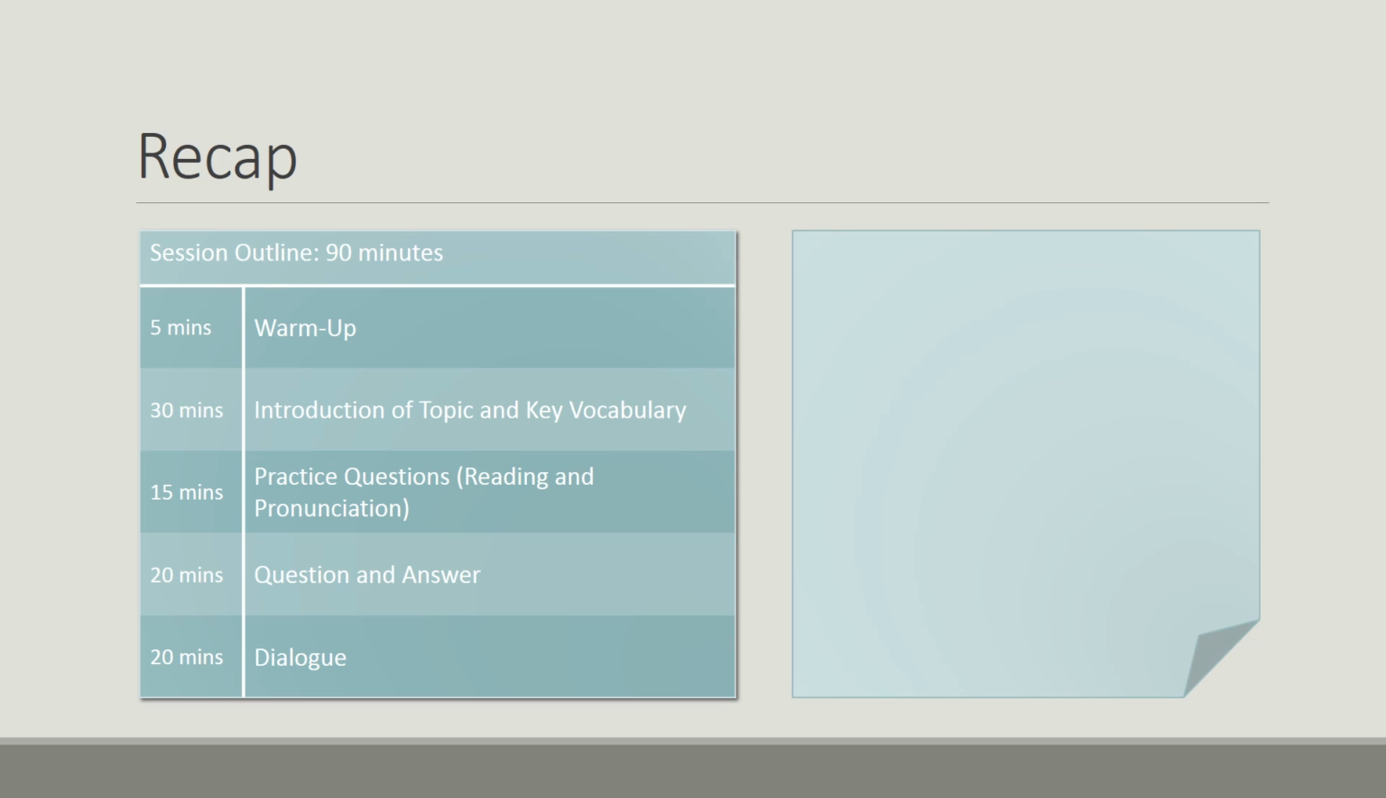To recap, here's your 90-minute session outline. 5 minutes to warm up, 30 minutes to introduce the topic and key vocabulary, 15 minutes to practice the questions, 20 minutes for the interactive question and answer activity, and 20 minutes to practice the real-world dialogues. Please keep in mind that the timings here are estimates, and you can adjust them according to your group and what you think works best for you.